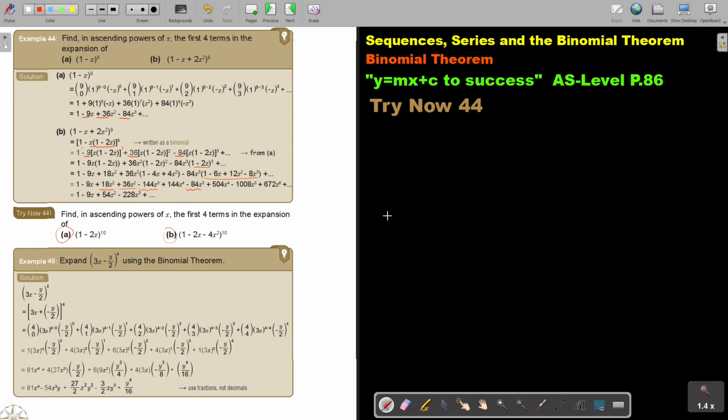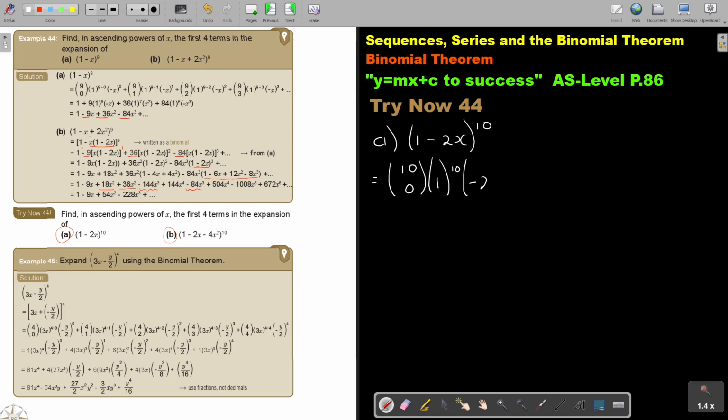Okay, so let's look at this one, number A. So this is going to be (1 − 2x) to the power of 10. Now, that's how I do it. Okay, so let's start. They say in ascending x, the first 4 terms. Now, remember, it's going to be 10C0. Then the first term, it's 10 minus 0, so it's 10.